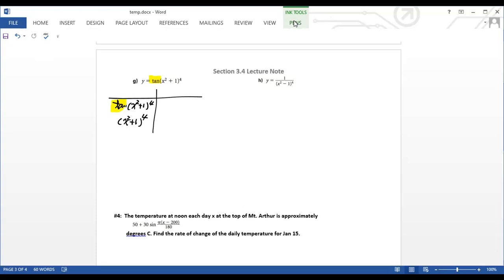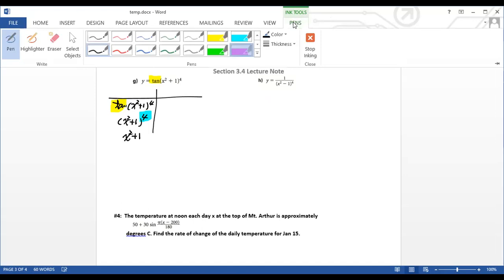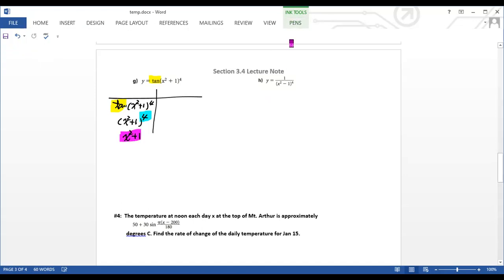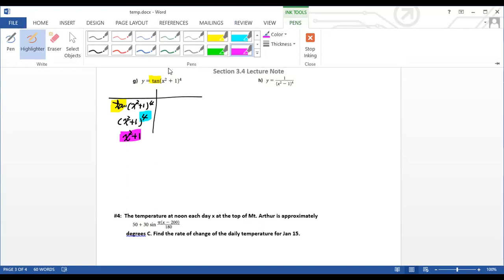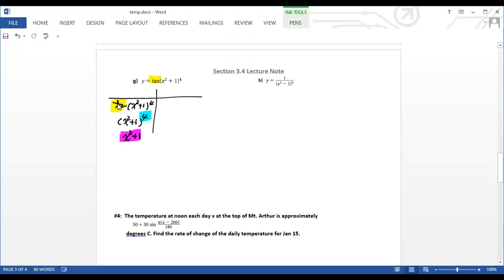I've got the power rule, so the second layer is the power rule. After you remove that second layer, what is the last thing I have? x squared plus 1. This will be your third layer. Now let's see, what is the tangent derivative? It will be secant squared, then whatever is inside, you keep it.